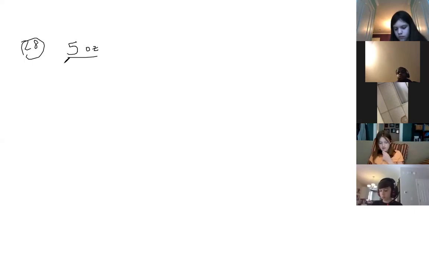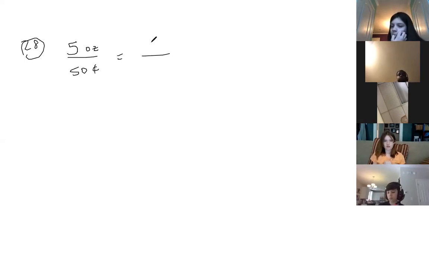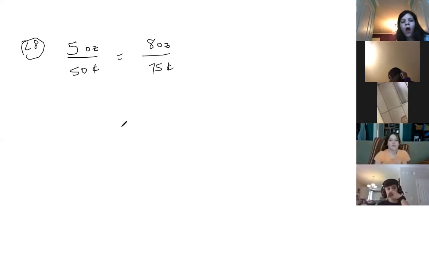5 ounces over 50 cents. Is it equal to, okay, what's your other one? 20 ounces over 95 cents. We're on number 28, so it should be 8 ounces. Oh, 8 ounces over 75 cents. Looking at number 26. Okay. Is this a rate? Yes, because it's a ratio with ounces over cents. So they're two different types of things.